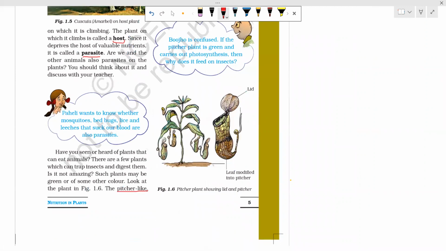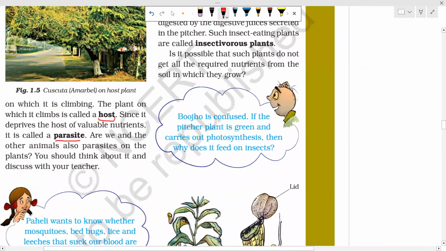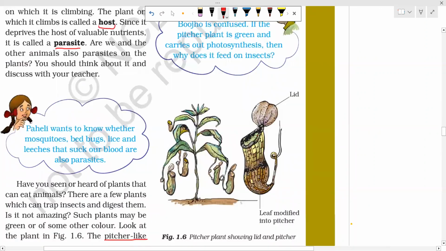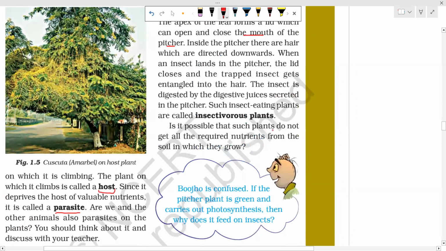The pitcher-like structure is the modified part of the leaf. The apex of the leaf forms a lid which can open and close the mouth of the pitcher. Suppose an insect goes inside, then this lid will close. If an insect is not there, this lid will open.